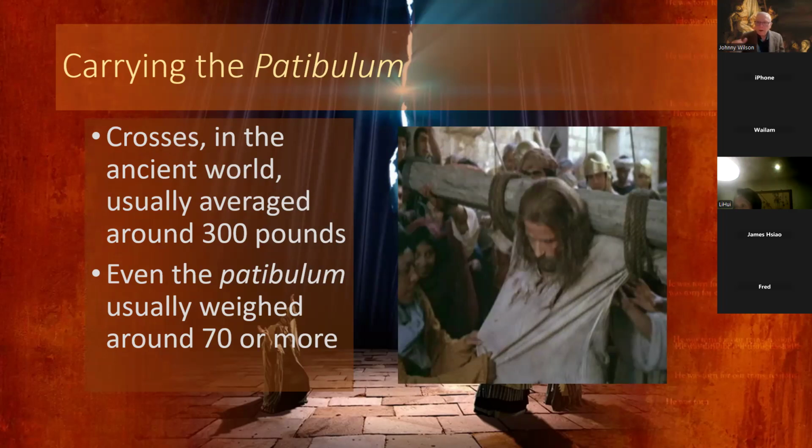Now, basically, on a weight machine, I'll do 10, maybe 20 reps at 70 pounds. But then my arms are hurting and I'm done, and I'm not weak from loss of blood. I'm not about to fall down. I haven't been whipped. I haven't been beaten. If he had had to carry the vertical piece together, it would have been 300 pounds. So, when you see those beautiful paintings of Jesus carrying the whole cross, it's great symbolically, but it's not realistic.